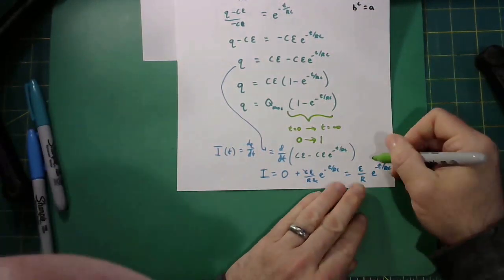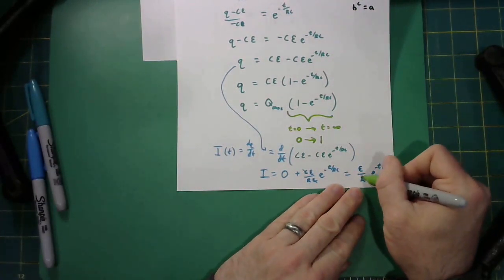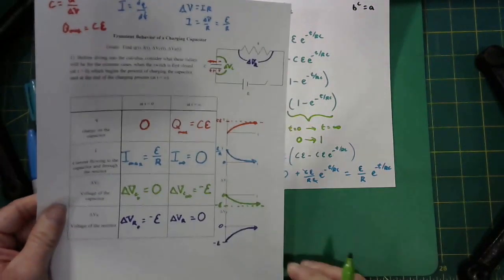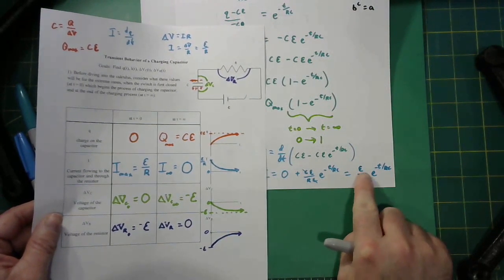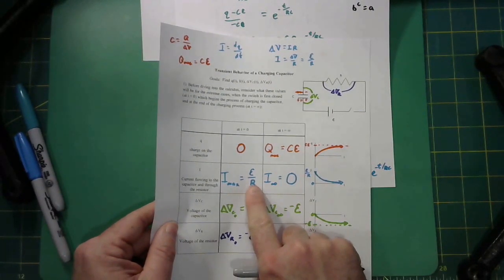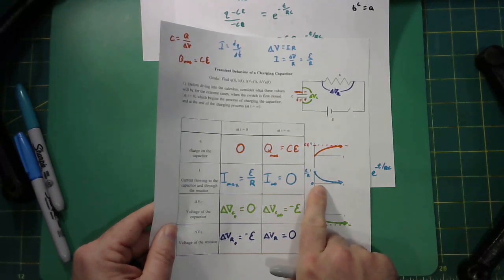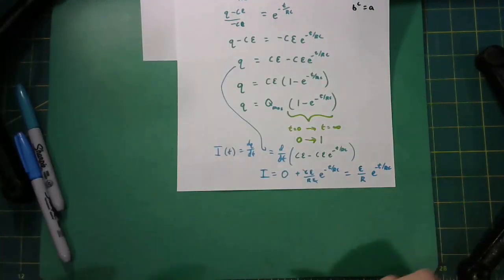But here's the thing. Do you recognize what EMF over R is? EMF over R, that's the maximum value that we're going to get, right? We start off at the maximum current, EMF over R, and then it's going to head to 0 over time, right? Is that what this equation is going to give us?